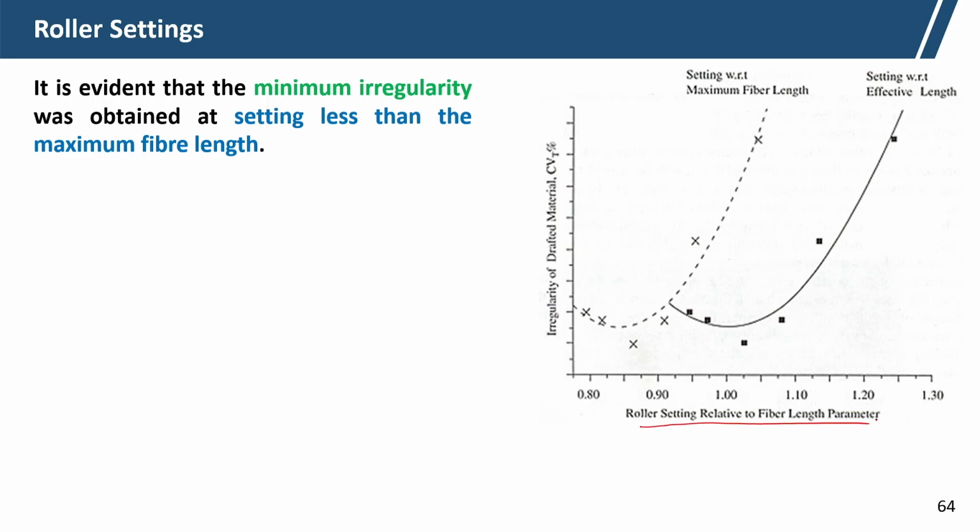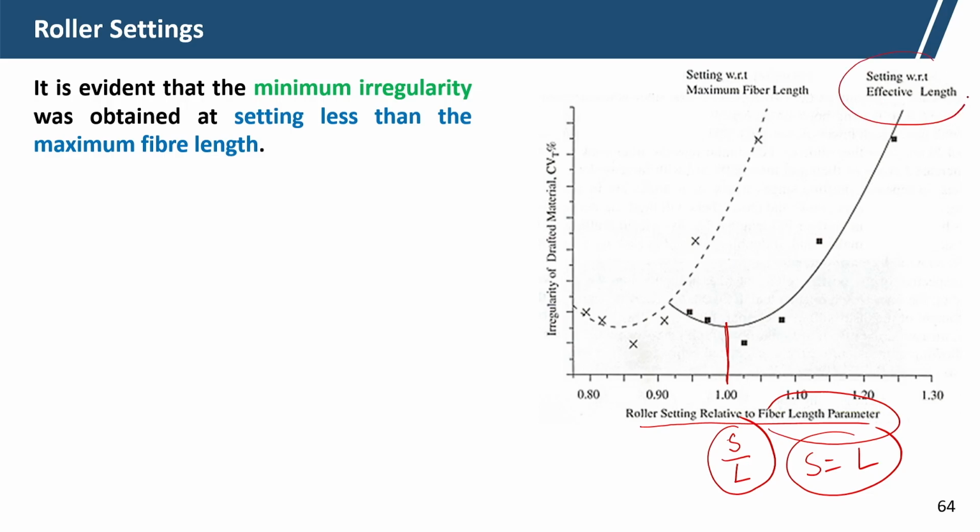Now, if you see here, the x axis is the roller setting relative to the fiber length parameter. The roller setting is divided by the maximum fiber length. If the roller setting is equal to the maximum fiber length L, the ratio is 1. Here with respect to effective length, S is the roller setting and L is the effective length.